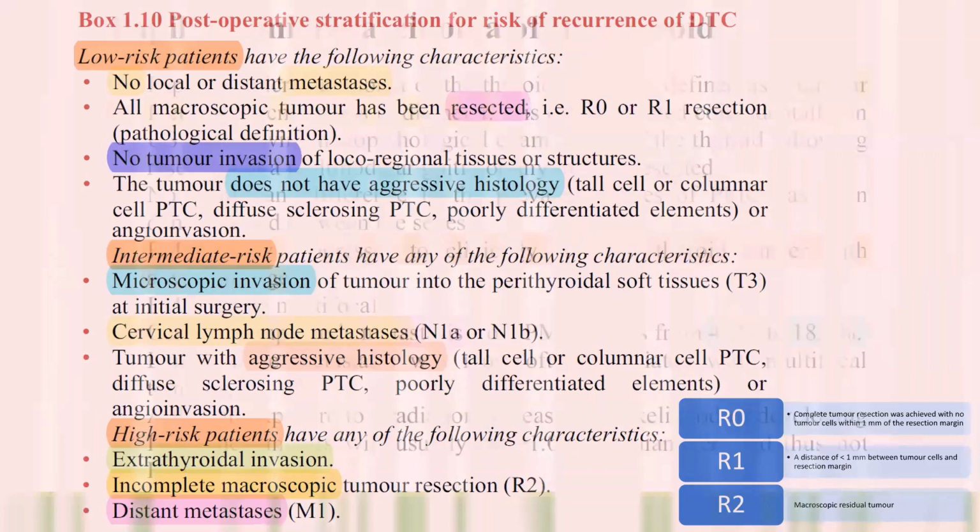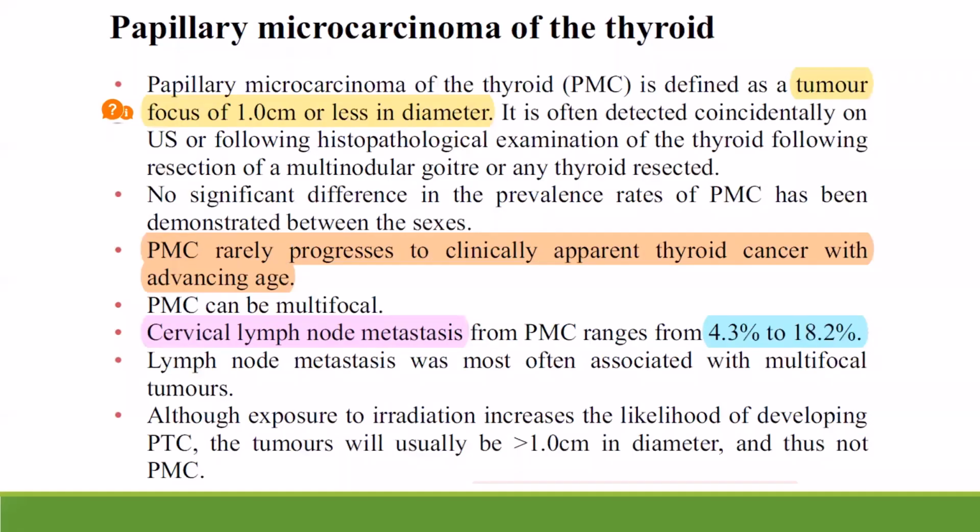Papillary thyroid microcarcinoma, and actually in a previous exam they asked about tumor size, in which we define papillary microcarcinoma in 2022. Microcarcinoma means a tumor less than 1 centimeter, or less than 10 millimeters in diameter. Papillary microcarcinoma rarely progresses to clinically apparent thyroid cancer with advancing age. This is very important.